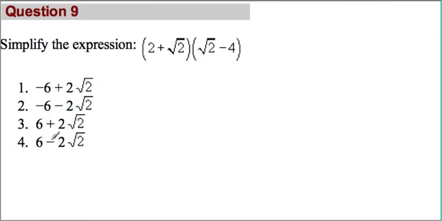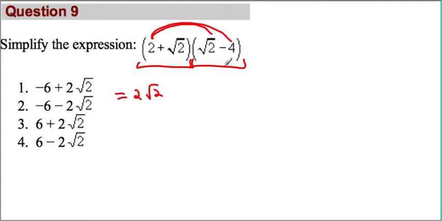Alright, let's continue. Number 9. Here what we have to do is we just have to do the FOIL or distributive property to 2 times. So 2 first multiplied by 2 radical 2 becomes 2 square root of 2, and then 2 multiplies by negative 4 becomes negative 8, or minus 8. And radical 2 times radical 2 becomes square root of 4. Radical 2 times negative 4 becomes minus 4 square root of 2.